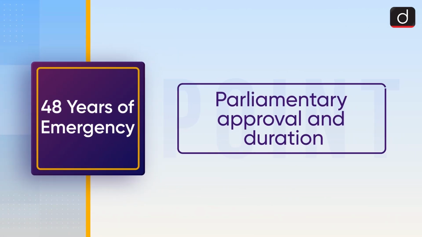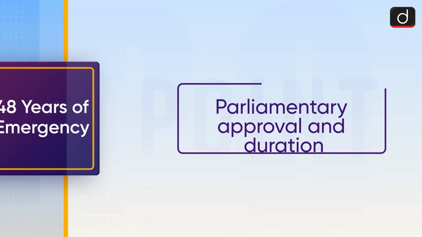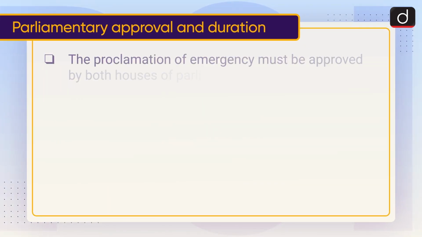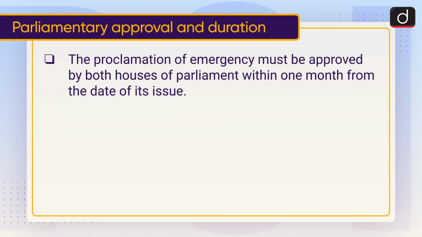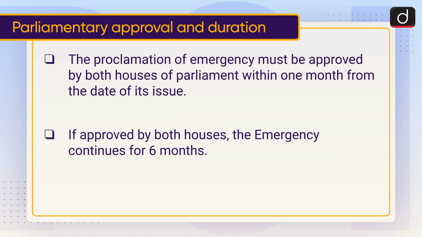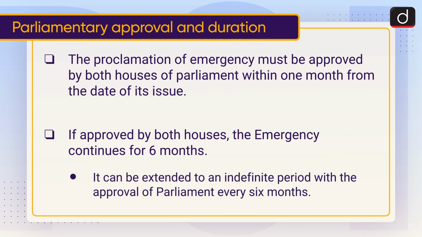Now moving on to parliamentary approval and duration. The proclamation of emergency must be approved by both houses of the Parliament within 1 month from the date of its issue. If approved by both houses, the emergency continues for 6 months. It can be extended to an indefinite period with the approval of Parliament every 6 months.